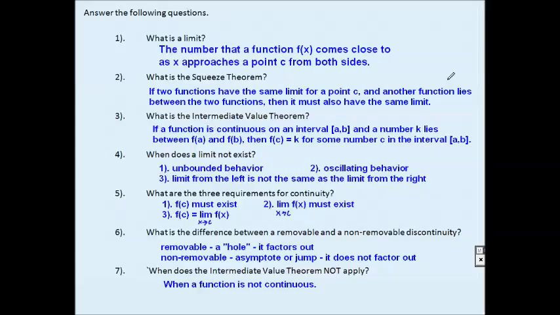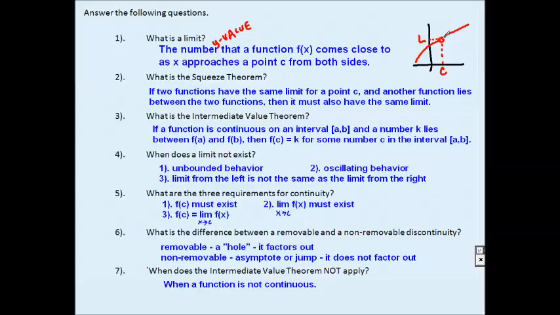A limit is just a number that a function comes close to, meaning a number, the y value, as x approaches a point C from both sides. So if you want a little picture just to help you, as you have a function going from both sides, approaching this point, say that's point C, this is what your limit would be. The limit is whatever you are approaching as you get close.